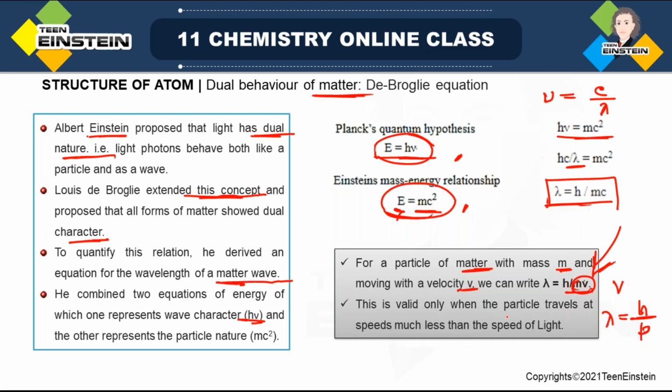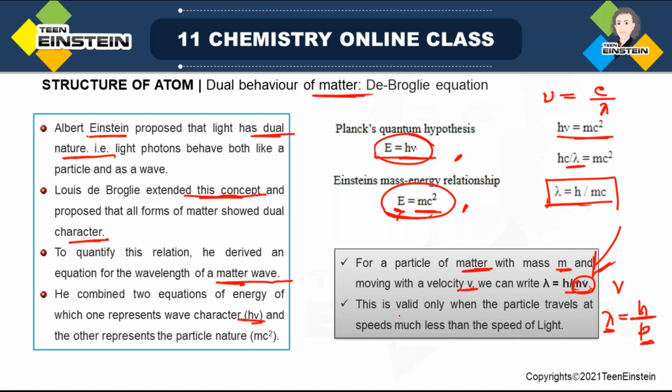Fine. Now, depending on what type of matter is present, wavelength can have any value. In p, which is mass into velocity, the mass value can vary. If it is macroscopic, the mass will be very high. If it is microscopic, it will be very small. And velocity may also vary depending on what kind of matter you have taken.